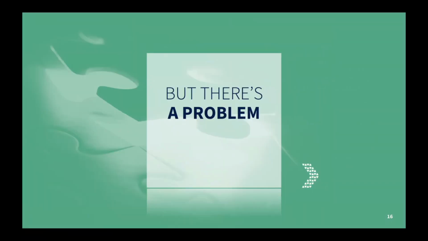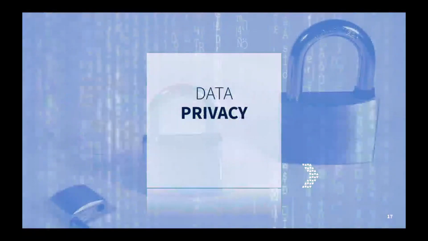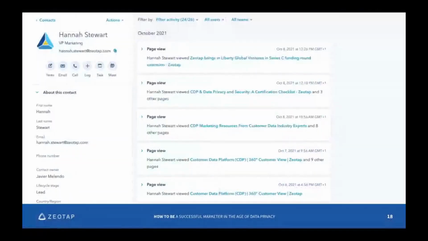But there's a problem with all of this, as we well know, and that problem is data privacy. So what does that mean for all these beautiful tech stacks and single customer views that we've been building up over the last few years? It means that it's all a little bit redacted.